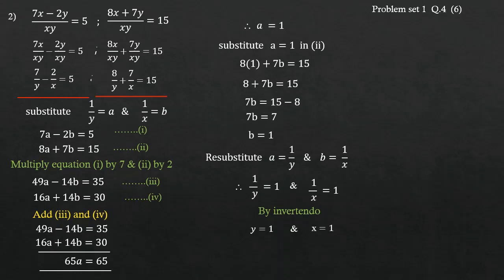So we get a value of original variables, which are x and y. So we'll write our final answer: x is equal to 1 and y is equal to 1 is the solution of the given simultaneous equations. So problem set mein isme sirf thoda alag kya tha, denominator separate karna.